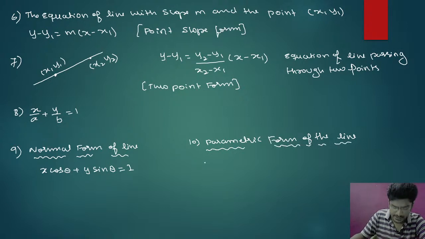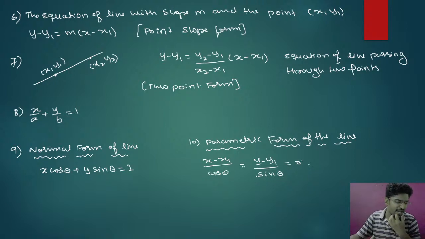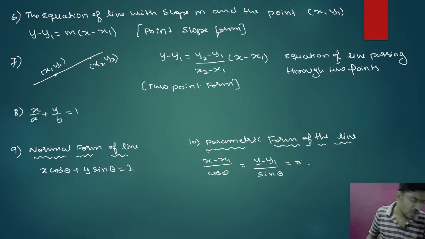So that is x minus x1 by cos theta equal to y minus y1 by sin theta, and this is equal to r. This is called the parametric form of the line. So please remember, the parametric form of the line is a little different equation which we have not studied in the theory concept. So that is one extra concept that we are learning in your CET.